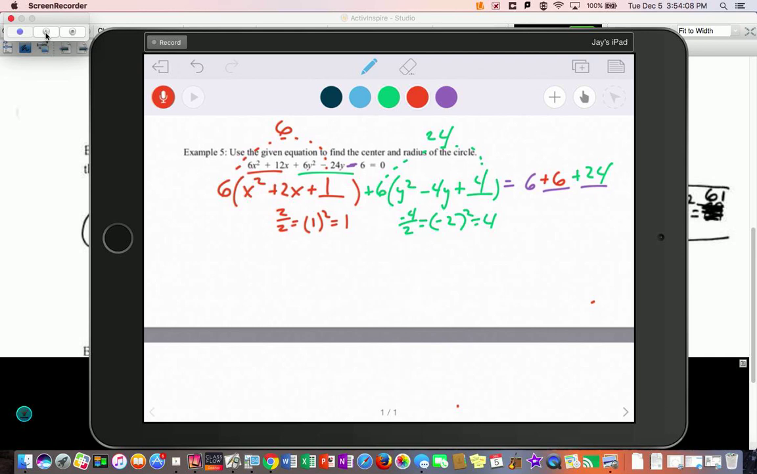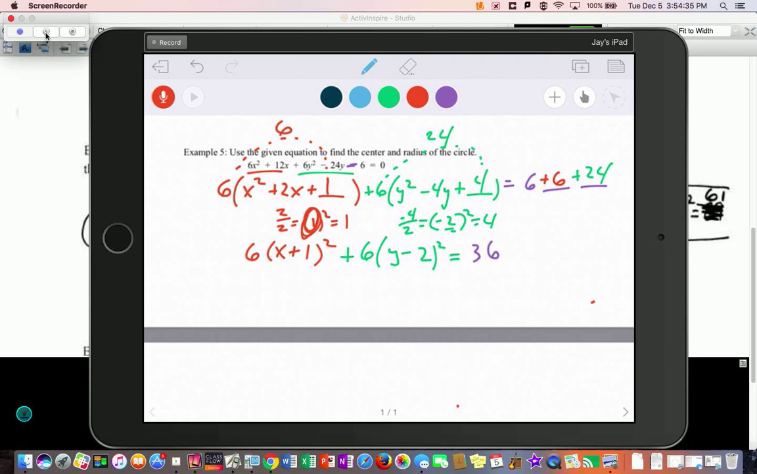So the red numbers go like this, x plus 1, this number right here, goes in parentheses. And again, I have a 6, and I have y minus 2, that number right there, that gets squared on the outside. And I was correct. This should have been a 6, so this adds up to 36.